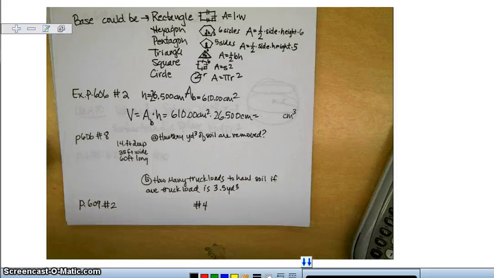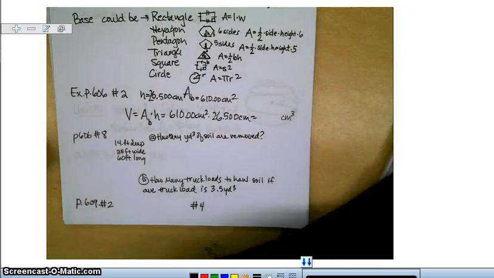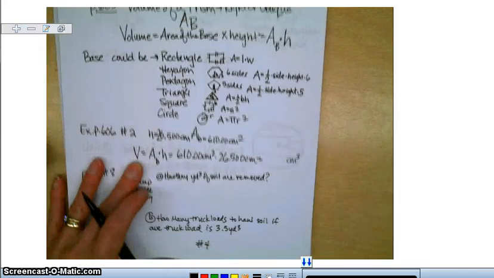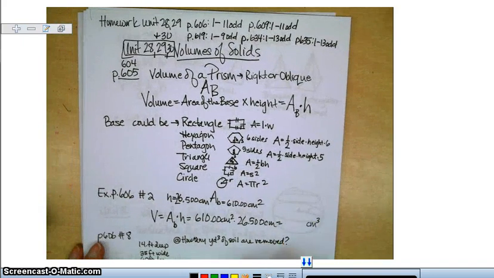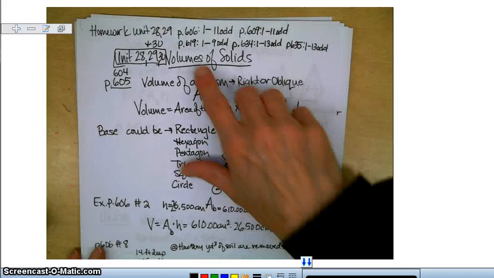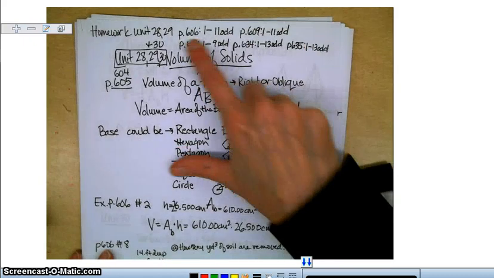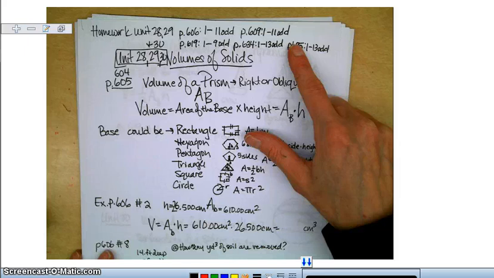All right, and that is all the notes for Unit 26. I'm going to just keep going here with some volumes of solids, which are nice. This isn't on your assignment sheet, but we're going to cover this. I've added some new problems to the assignment sheet. These are not at the end of the units.